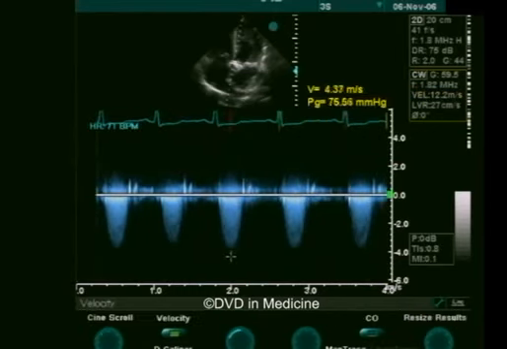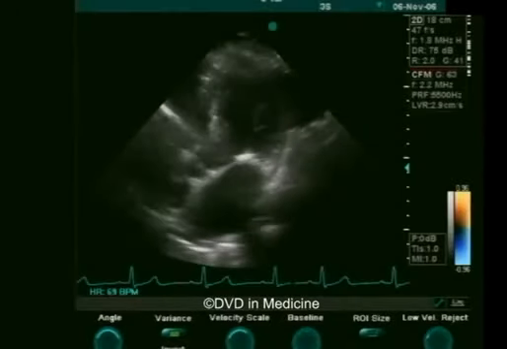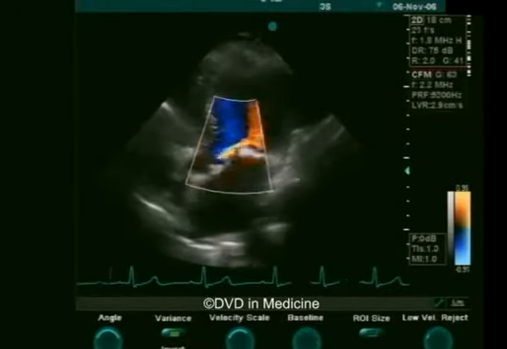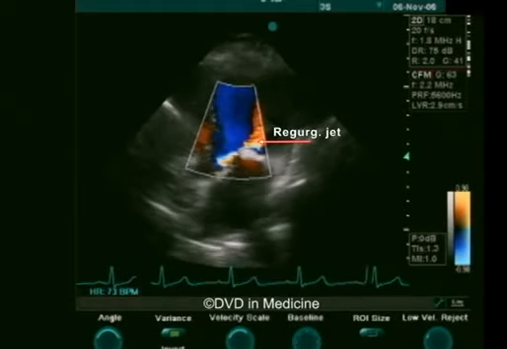Thus, one should use the continuous wave Doppler. This procedure allows one to measure the peak velocity of systolic blood flow through the aortic valve and to calculate the maximal pressure gradient. If the aortic regurgitation is present, the regurgitant jet can be mapped with a pulsed Doppler sample volume, or it can be seen with color flow Doppler imaging.